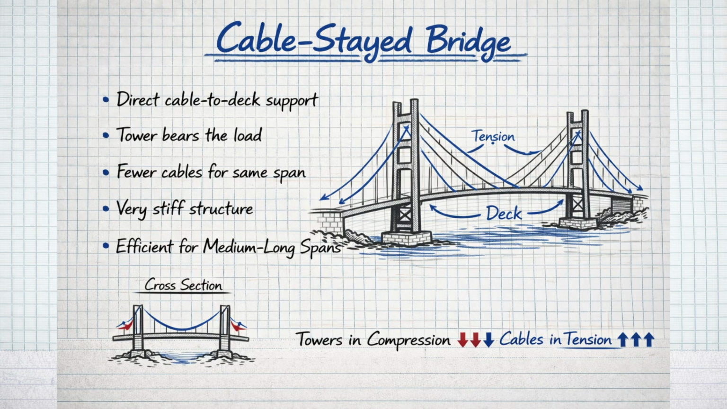5. Cable-stayed bridge. A cable-stayed bridge uses cables that run directly from the tower to the deck without a main draped cable. The towers support the load through cable tension, while the deck experiences compression. This design is efficient for medium to long spans and offers both strength and visual simplicity.